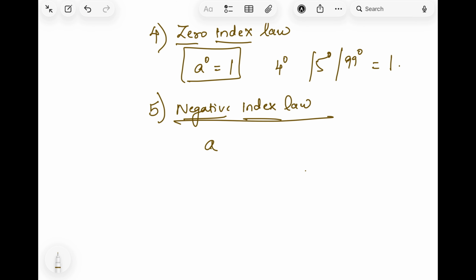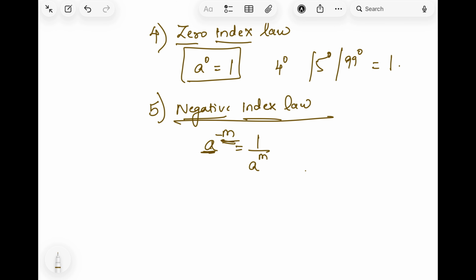So this is a raised to minus m. If the index is negative, what do we do? We simply take the reciprocal of the base and the power will become positive. So what is the reciprocal of a? It will be 1 upon a, and the power becomes positive. So whenever we have a negative index, we take the reciprocal of the base. Keep that in mind.